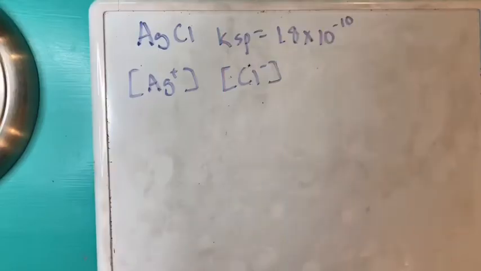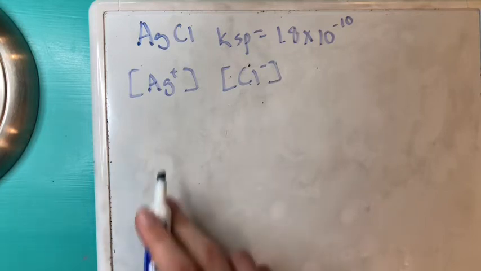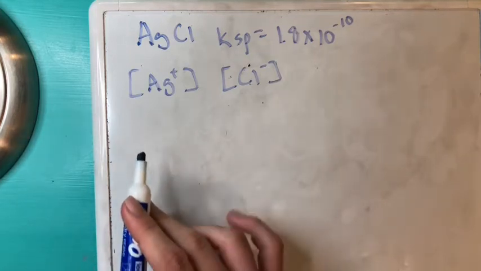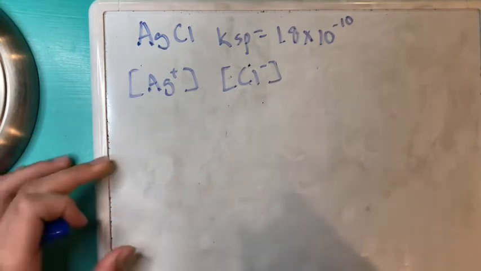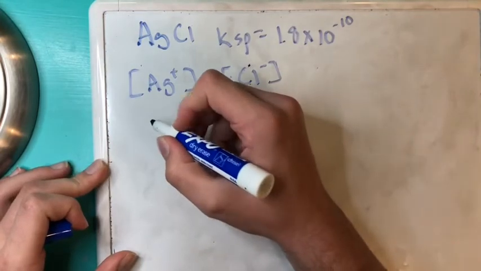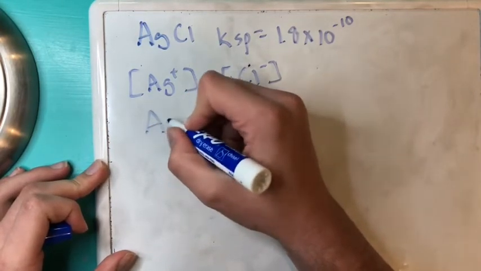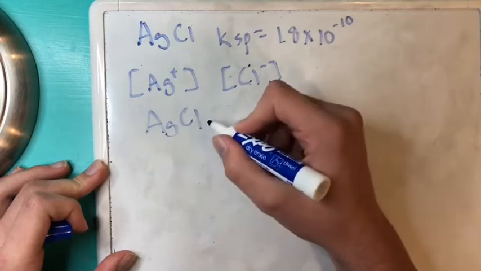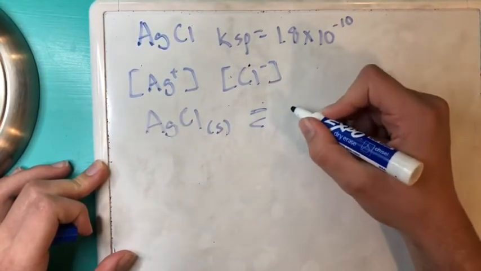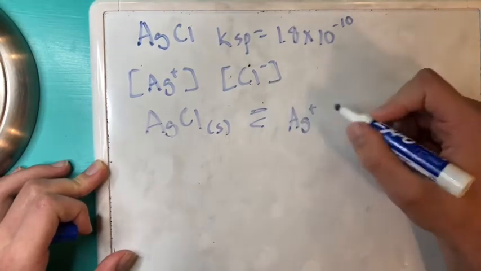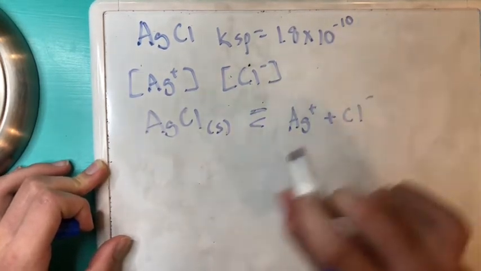In this first question, it tells us what the KSP is for silver chloride, and that is 1.8 times 10 to the negative 10th. And it asks us to get what are the concentrations of Ag+ and Cl- at equilibrium. So first, we should probably set up a chemical equation of AgCl solid is in equilibrium with Ag+ and Cl-.